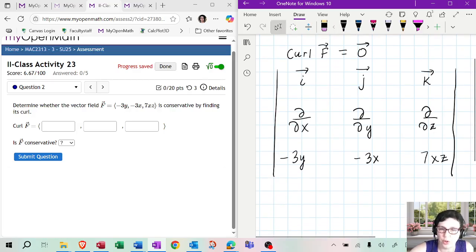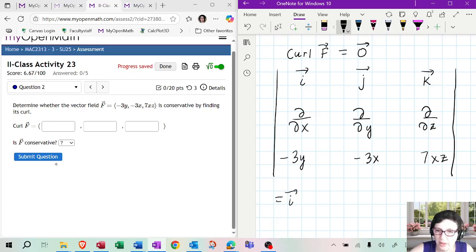Notice how curl is actually a vector. So in order for it to be conservative, all 3 components, i, j, and k, must be 0. Okay, if one of them is not, then it's not. Okay, so we're going to start with crossing out this row, first column. And then what's left is, well, usually when we compute the determinant, we multiply here, but we are not multiplying, we're applying the partial derivative. And then we subtract, applying the other one.